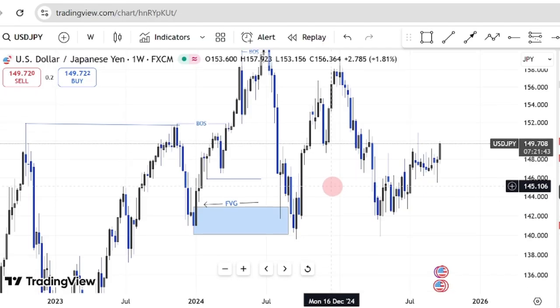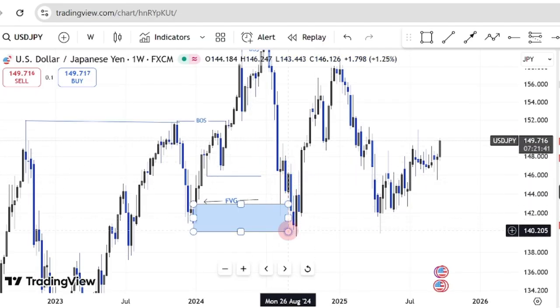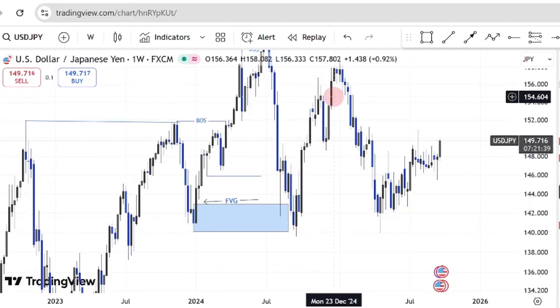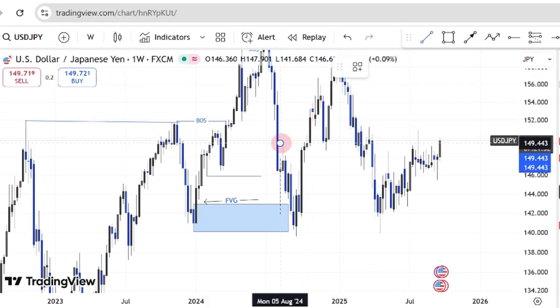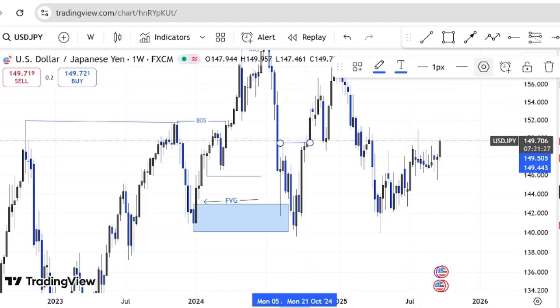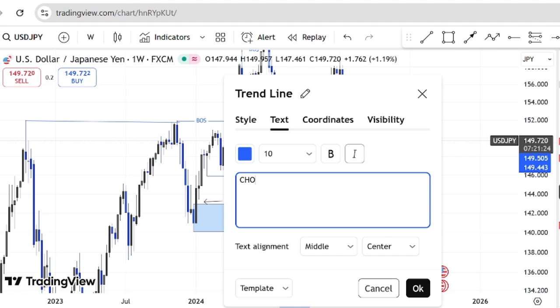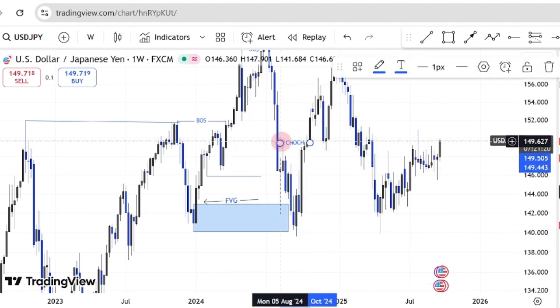What did you notice? Immediately price crashed into this zone, there was a corresponding move to the upside, which gave us a change of character at this point. We had a change of character on the weekly time frame. After having this change of character, what can we see? We took out this high, and this gave us a change of character.